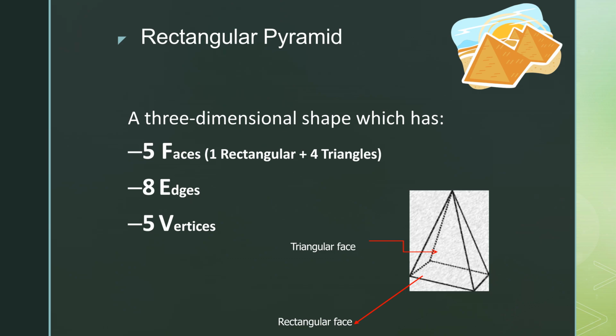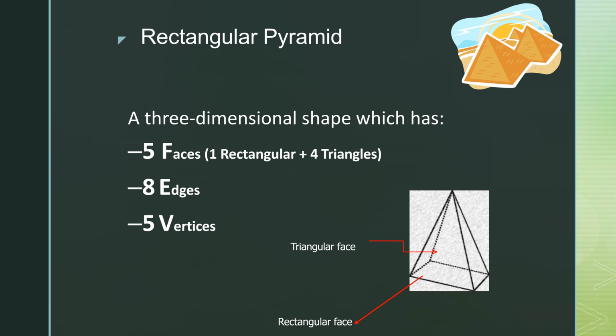So this is also a rectangular pyramid. It's a three-dimensional shape which has 5 faces. That is one rectangular, which is the base, and 4 triangles. So also we have 8 edges and 5 vertex. Okay, the same with what I discussed in the previous slide.